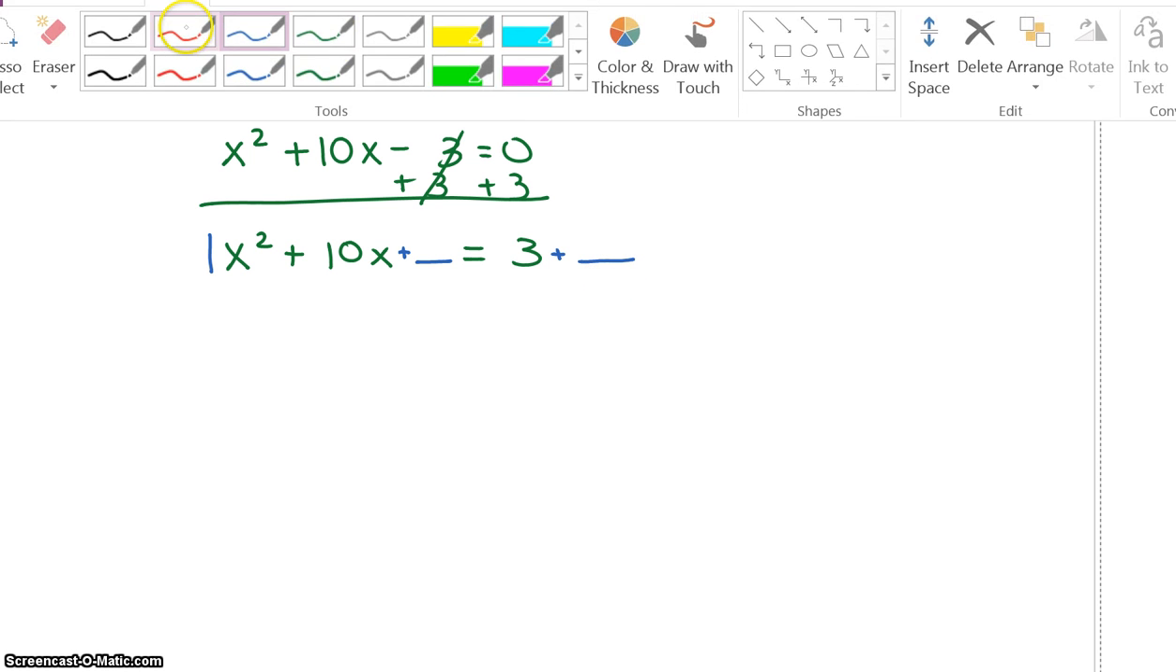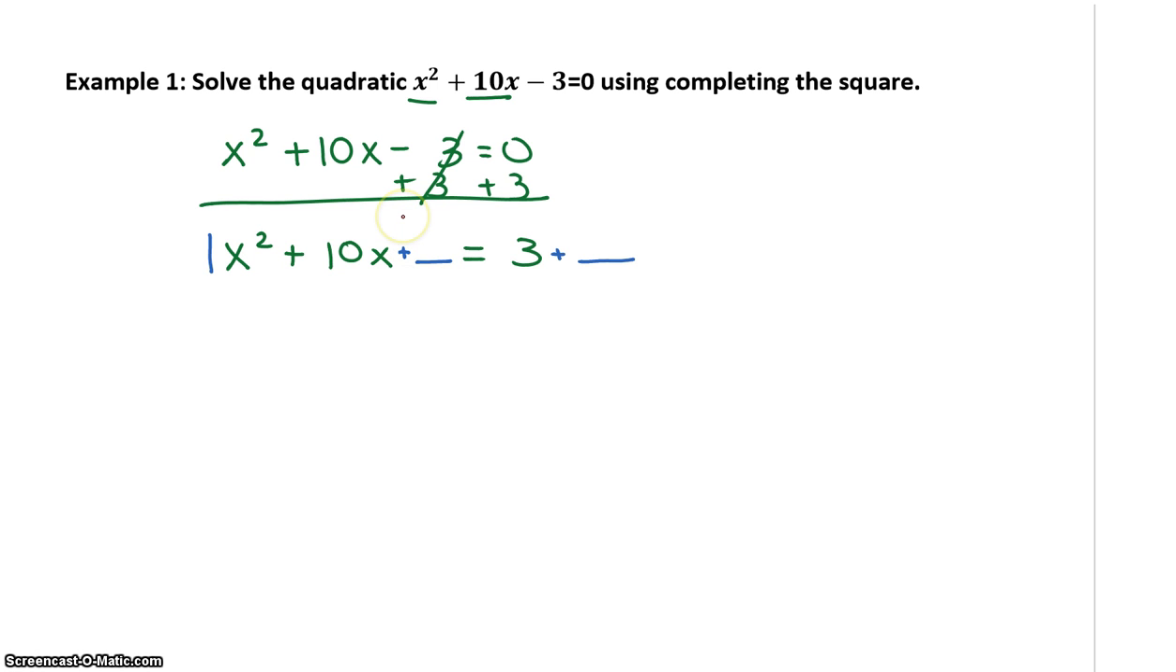The way we find this magic number is by taking the b value, and in this case the b value is 10. We take the b value 10, divide it by 2, and square it. The number that we are going to have, which is known as the c value, is now going to be 5 squared, and 5 squared is 25. This will equal c.